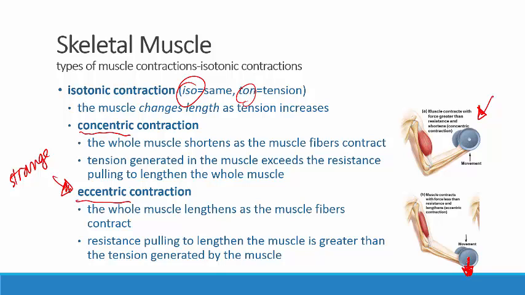So in isotonic contractions, the tension stays the same, but the muscle is changing length. So isotonic, the muscle's changing length. Concentric, the muscle is shortening. Eccentric, the muscle is lengthening.